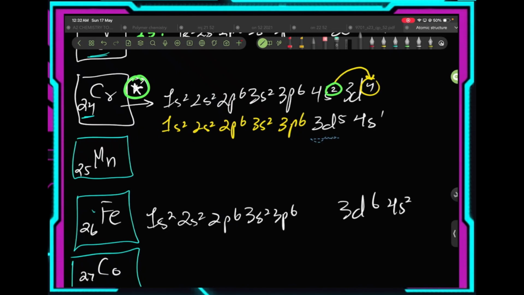But now if you ask why the 3D orbital doesn't give the electron back to make the 4s orbital fully filled, that is because if it does that, it turns out that 3D becomes unstable again. So that's why they won't do that again.